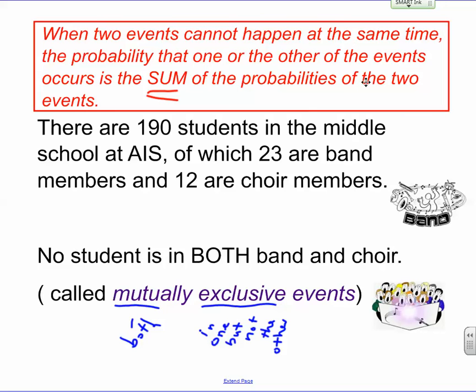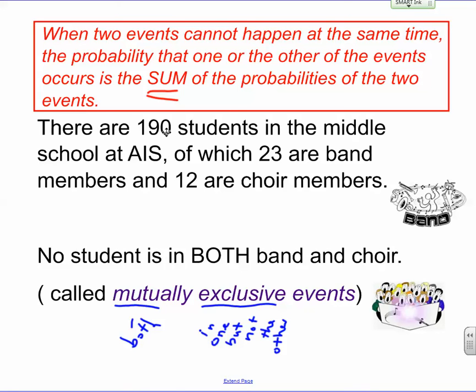So today it's all about probability and about when two events cannot happen at the same time, and you want to know the probability that one or the other of the events occurs. It's the sum, remember that's the answer when you add, of the probabilities of the two events. So that's a mouthful, so let's just look at something real so this makes sense to you.